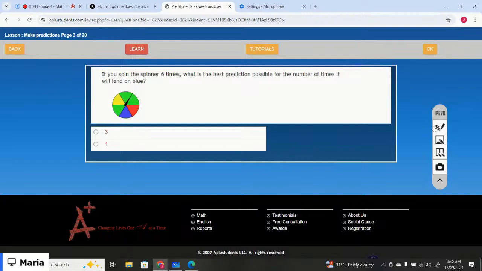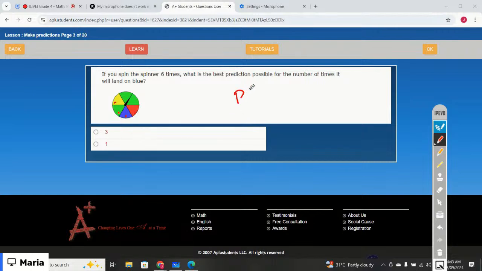If you spin the spinner 6 times, what is the best prediction possible for the number of times it will land on blue? So just look at the spinner. The spinner has one, 2, 3, 4, 5, 6 portions, right? So the probability of blue is 1 out of 6 because only one portion out of the 6 is blue. So you spin the spinner 6 times, so just multiply it by the 6. So the correct option is 1, right?